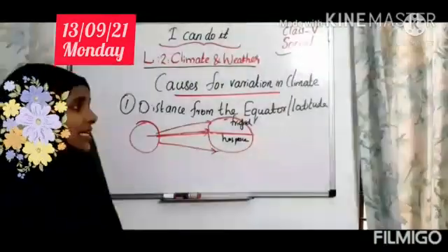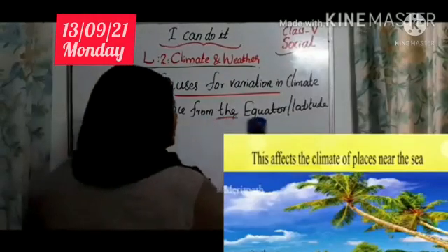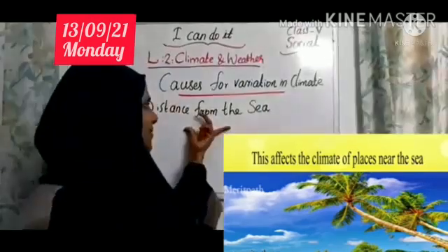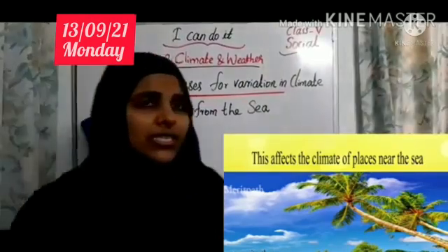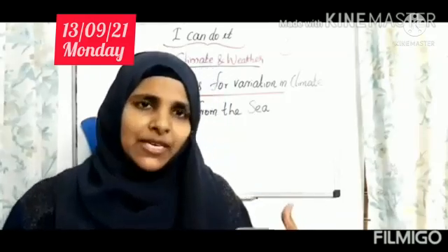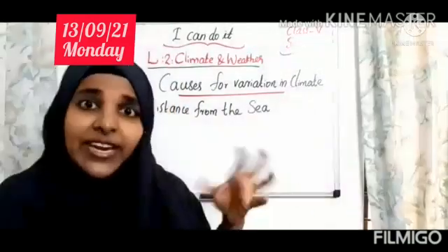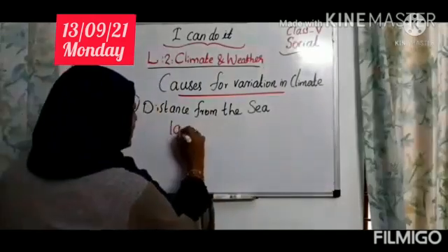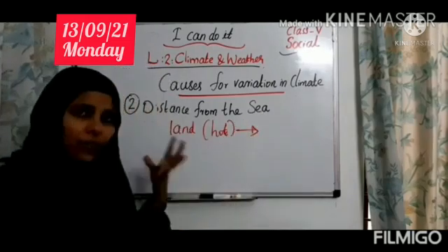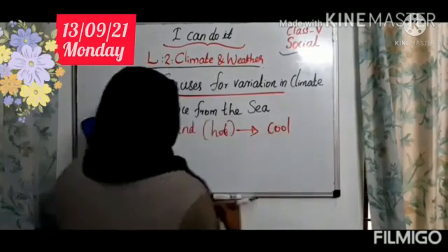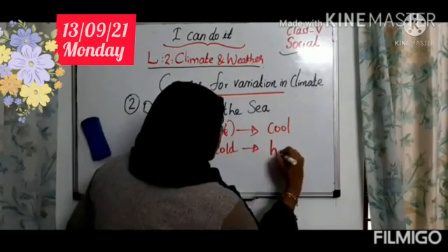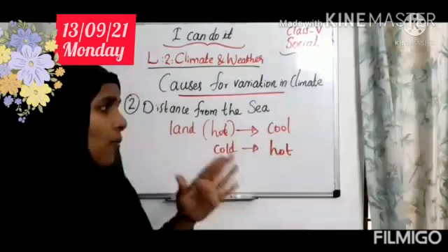Then the second factor is distance from the sea. How is it affecting? We can check. Water bodies cool down and heat up very slowly compared to the land. That means in the summer season, when the land is very hot, right, children, the sea or water bodies are still cool. But when the land is cold in the winter season, the sea is warmer. So, coastal regions have a mild climate.